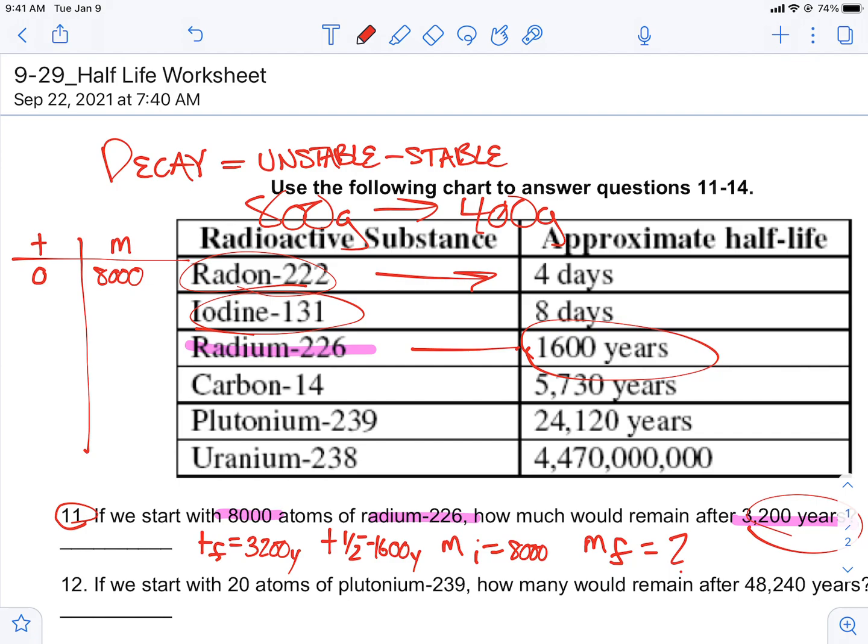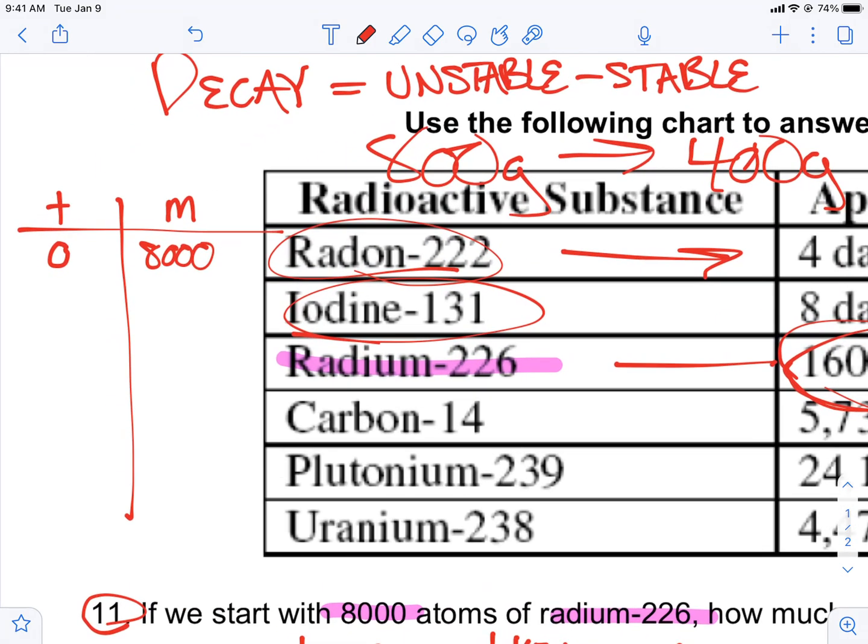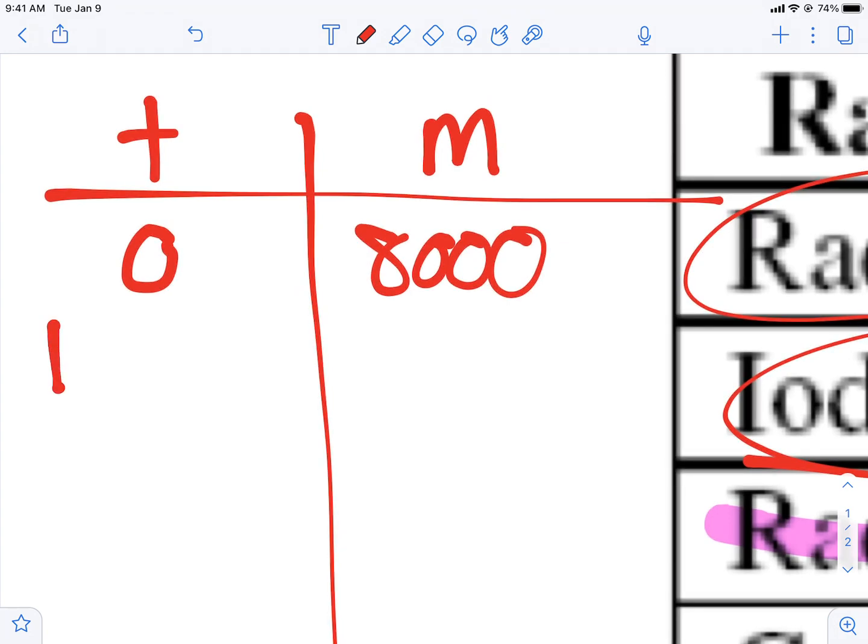So for this example, if our half-life is 1,600 years, we're just going to increase in increments of 1,600 years. So go to the time column, and we write our next number of 1,600. So 1,600 years have passed. In the mass column, the only thing you do is just divide whatever you had in the row before it. You're going to divide that number by 2. So if our previous number was 8,000, we're going to divide that by 2 to get 4,000.